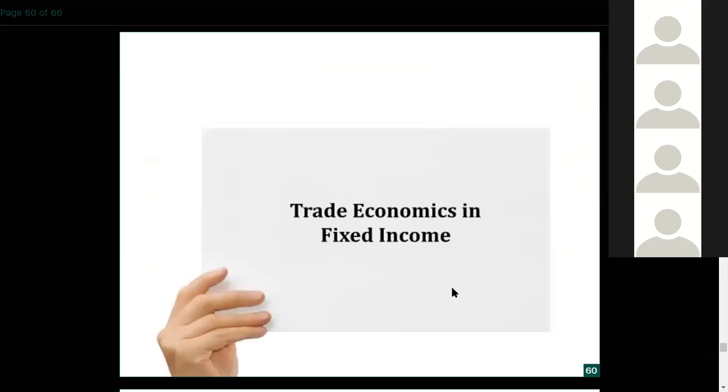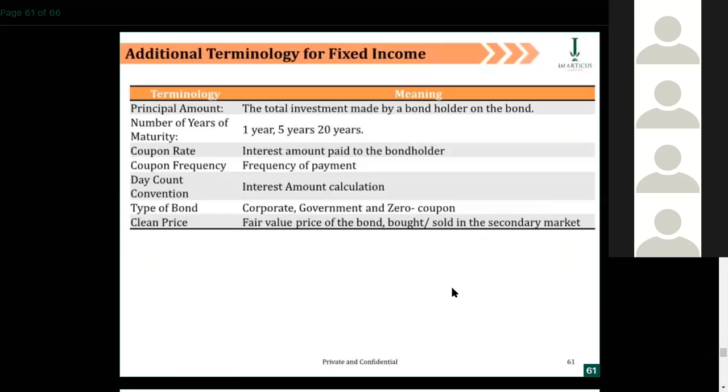Now this is the trade economics. So, how does a fixed income trade look? When I say trade economics, I mean trade attributes in short. Trade attributes means the trade date, the settlement date, and the notional amount. All those things are called trade economics, or trade attributes in other words. Additional terminology for fixed income: principal amount, the total amount invested by a bondholder in the bond. Number of years of maturity means the tenure of the bond, for example 1 year, 5 years, 20 years.